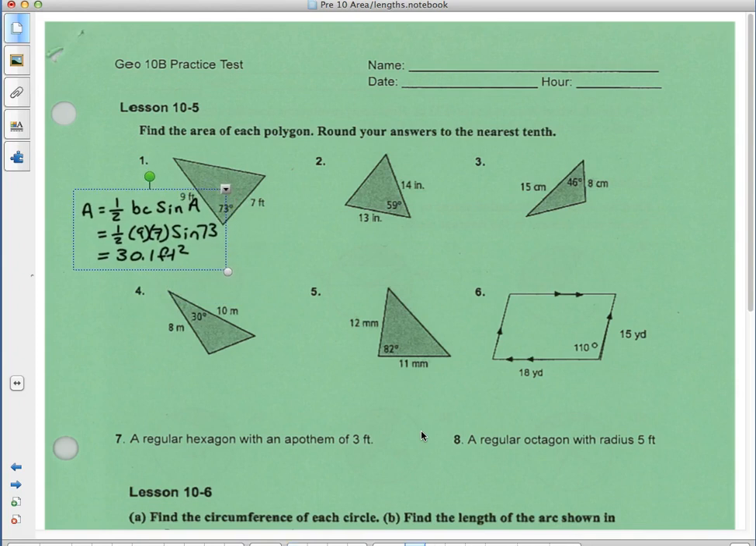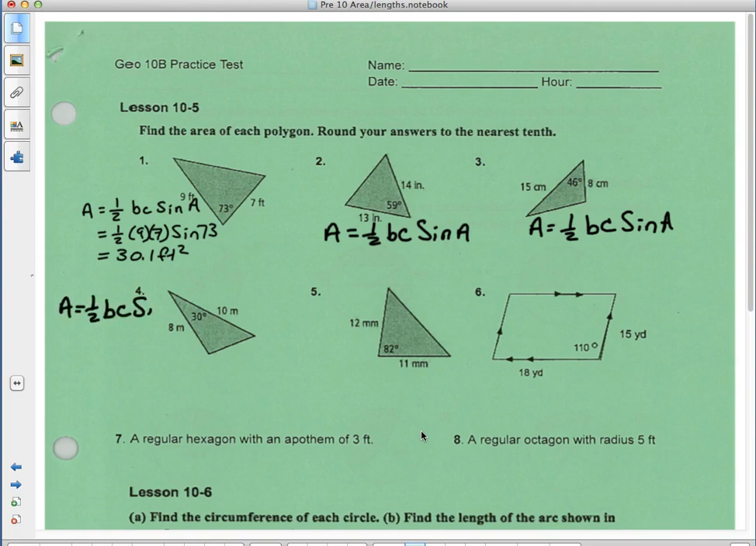But again, every one of these is area equal to 1/2 BC sine of A. I'd strongly recommend to write these down. Folks are always wondering how I remember things, and it's because I keep writing them down and I visualize them. I reread them. Area is equal to 1/2 BC sine of A, where A is that angle made between B and C.